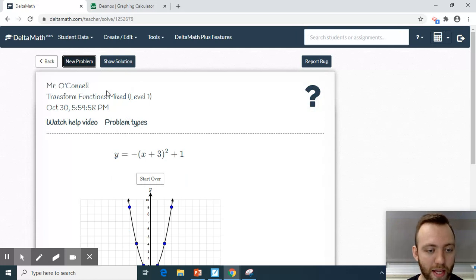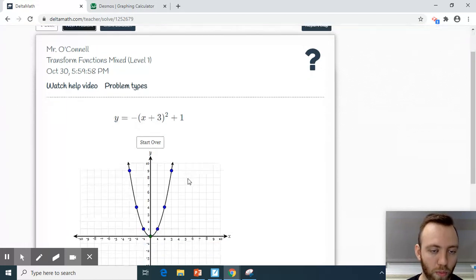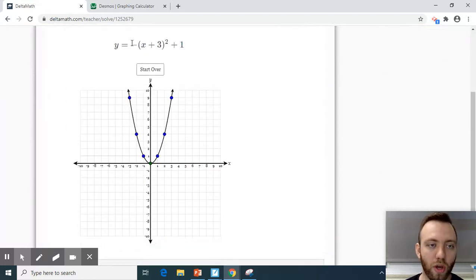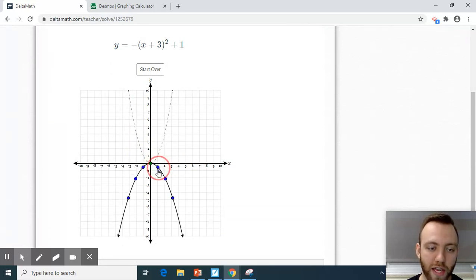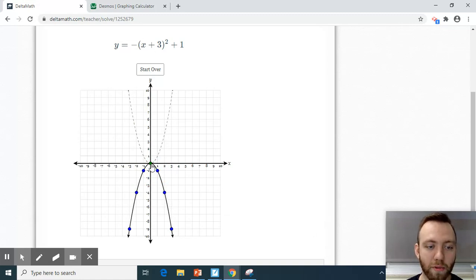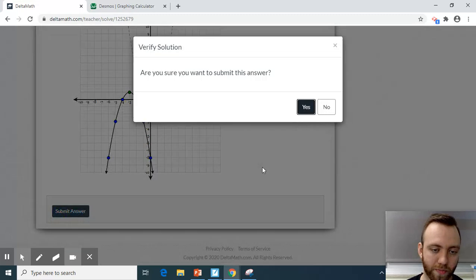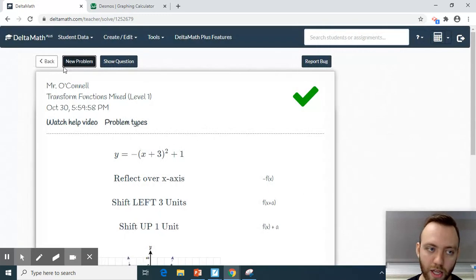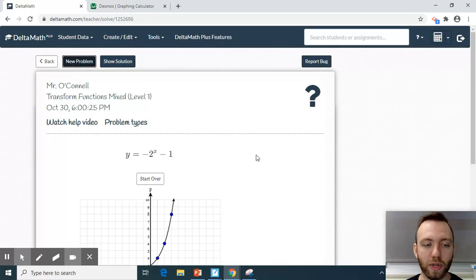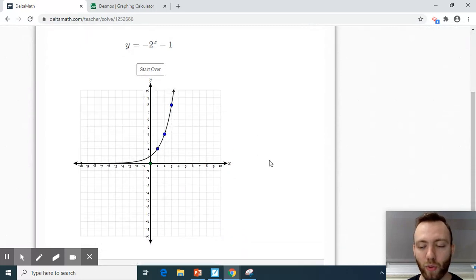And maybe we can get one more of those going on. So first off, negative on the outside means reflect over the x-axis. Plus 3 on the inside means move left 3 because it's opposite day. And plus 1 on the outside means move up 1. And that should help you guys be pretty set for the Delta Math problems.